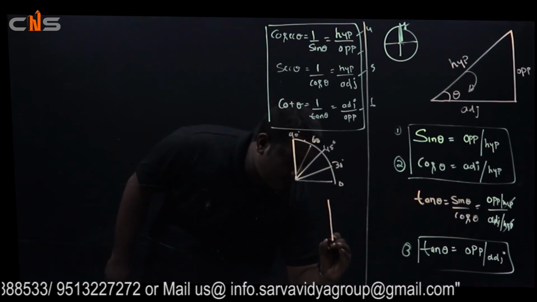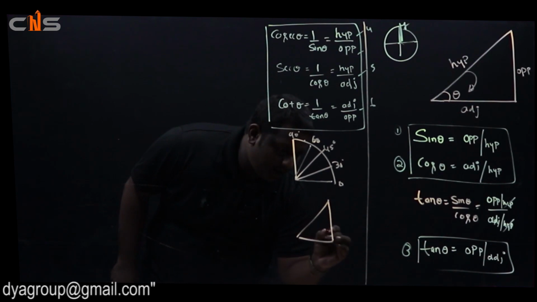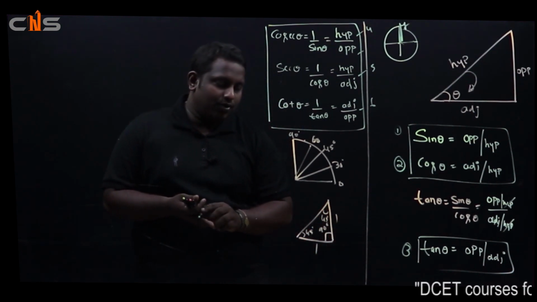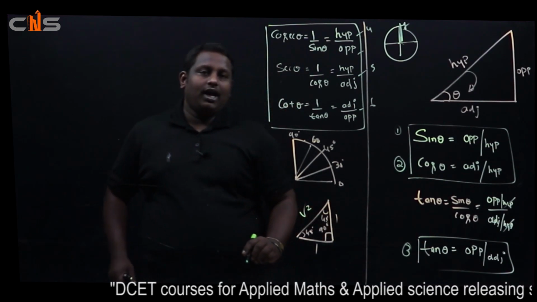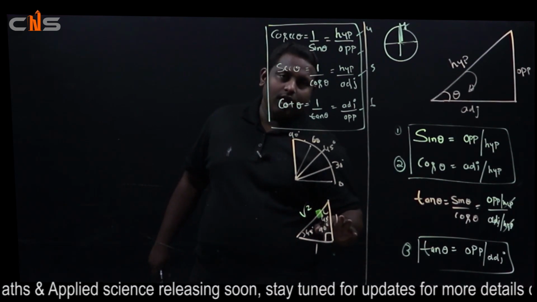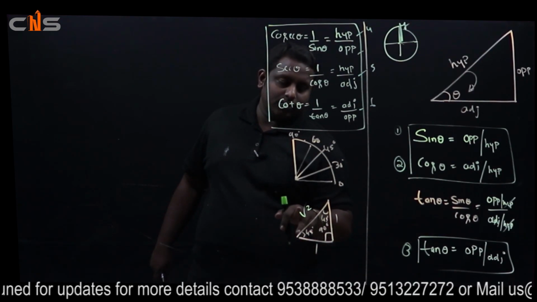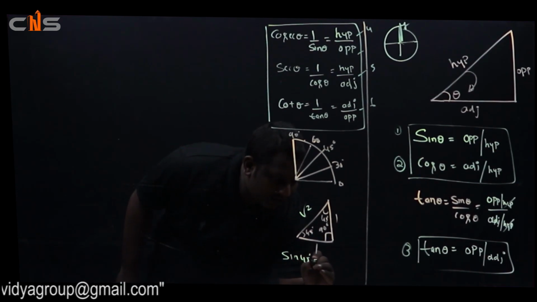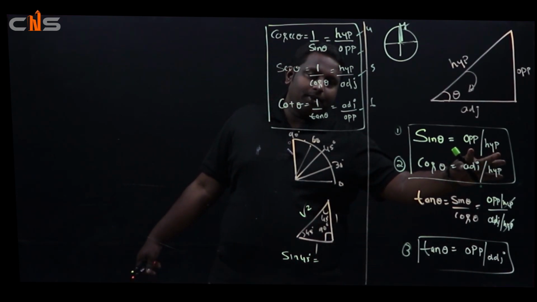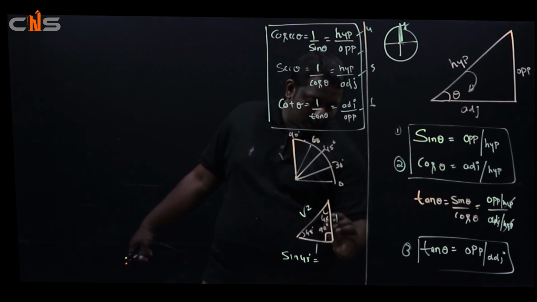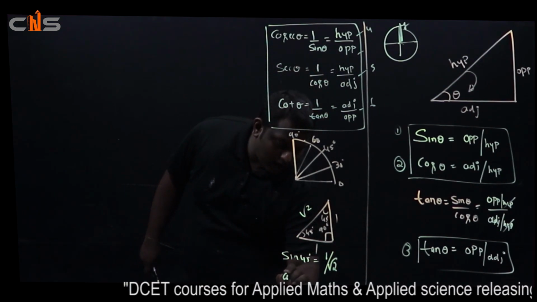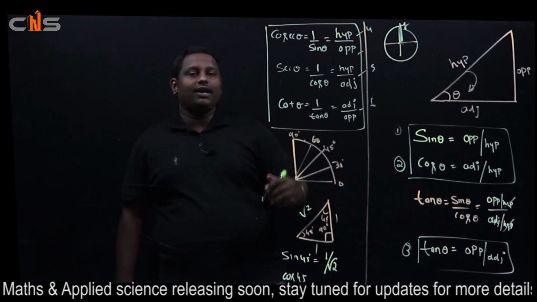For example, if you take a triangle with 90 degree and each other angle 45 degree, if I take both sides as 1, 1, so what will be the hypotenuse? It is the square root of opposite square plus adjacent square, so it will be root 2. So what will be sin 45 for this? Sin theta is nothing but opposite by hypotenuse. So what is opposite here? 1 by root 2.